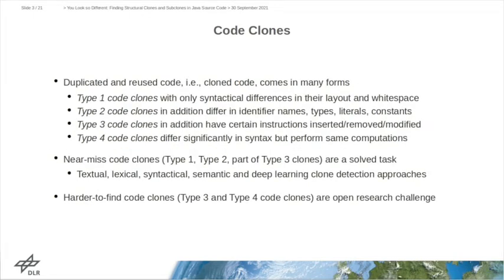Cloned code can come in many forms, ranging from plain copied code over code where certain variable names or instructions are changed, to code which is syntactically different but performs the same computations. In the literature, code clones are classified accordingly into 4 types, while Type 1, Type 2 and part of Type 3 clones, also known as near-miss clones, can be mostly identified by today's tools. Detection of Type 3 and Type 4 clones is an open research problem.